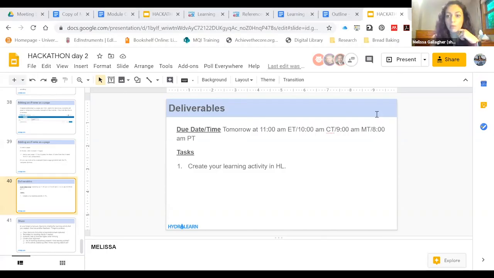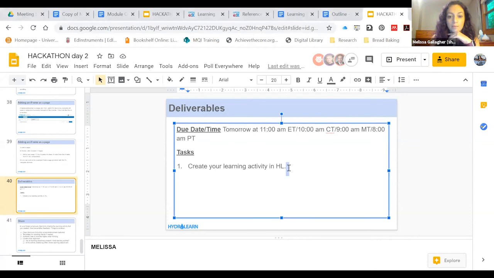So one of the reasons we wanted to show you these things as you're thinking about your learning activities is because you may choose to embed an iframe in your learning activity if that fits for you. So what we'd like you to think about for today, as we wrap up and set ourselves up for tomorrow, is once you've gotten feedback from your co-PIs and you feel ready to go, to begin creating your learning activity in HydroLearn.